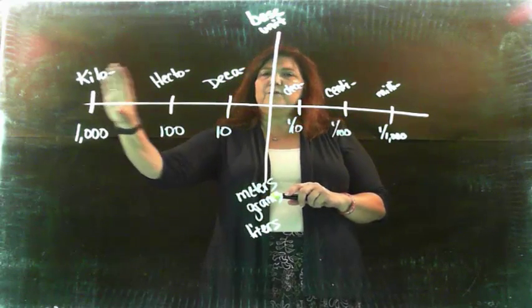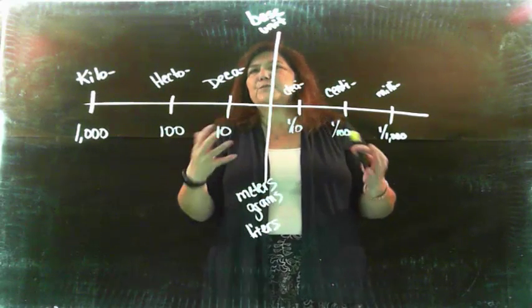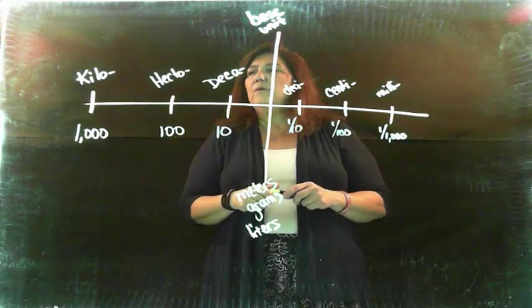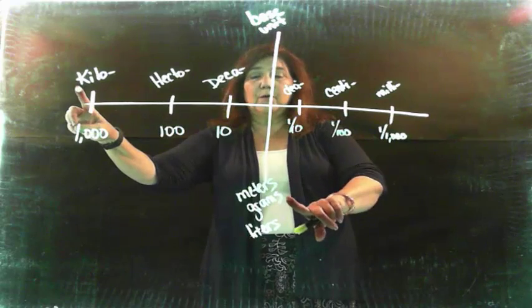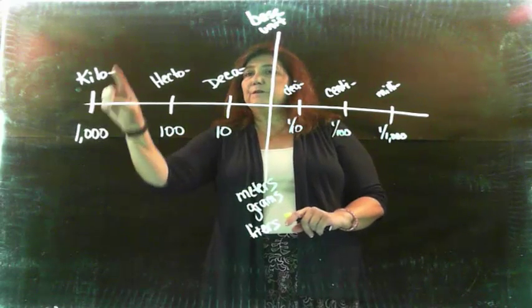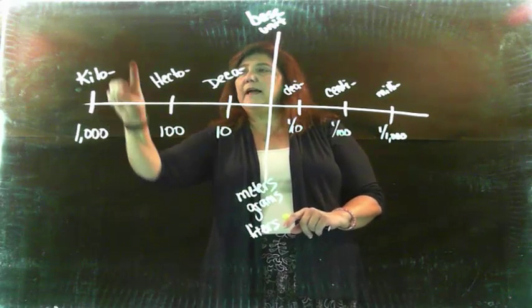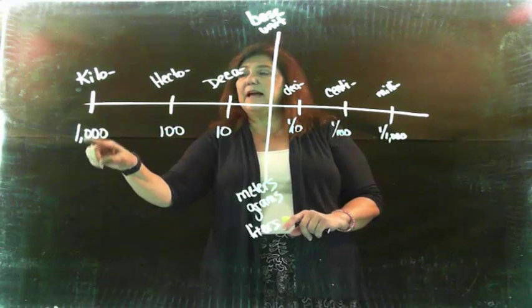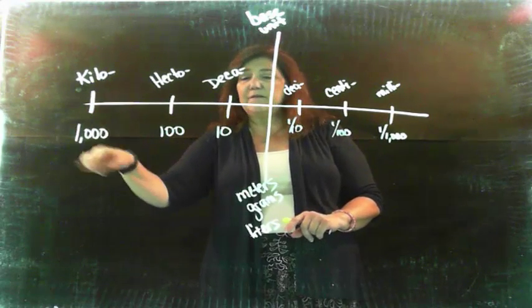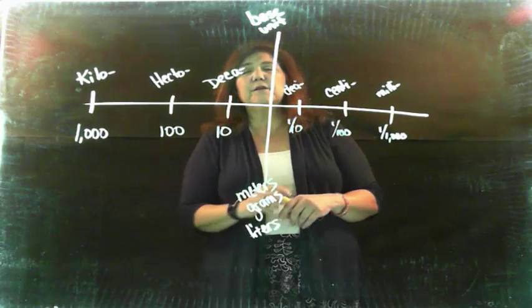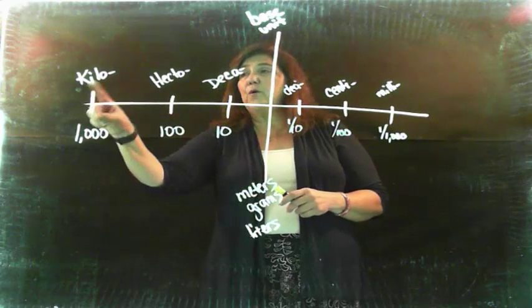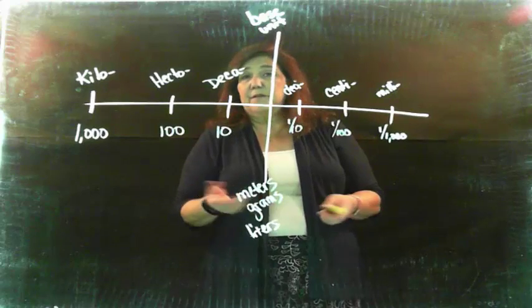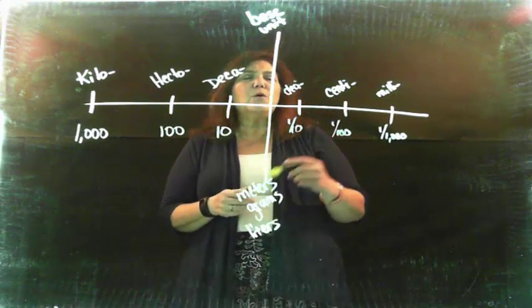And then we have prefixes, and each one of these prefixes means something. One of the ones that we've worked with is a kilogram. And kilo is a prefix that means 1,000. So if I have a kilo, that means I have 1,000 of whatever my base unit is. Now we've worked with weight, so we use grams for weight. So a kilogram is the same thing as 1,000 grams.